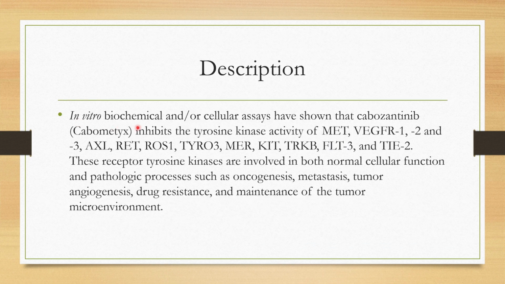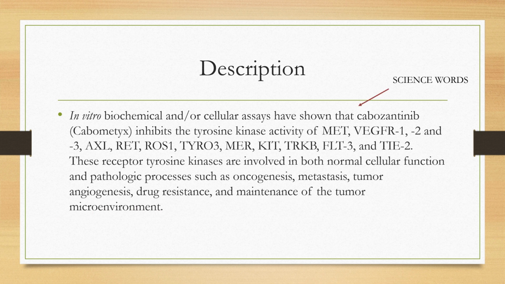In vitro biochemical and/or cellular assays have shown that cabozantinib, aka Cabometyx, inhibits the tyrosine kinase activity of MET, VEGFR 1, 2, and 3, AXL, RET, ROS1, TYRO3, MER, KIT, TRKB, FLT3, and TIE2. These receptor tyrosine kinases are involved in both normal cellular function and pathologic processes such as oncogenesis, metastasis, tumor angiogenesis, drug resistance, and maintenance of the tumor microenvironment.